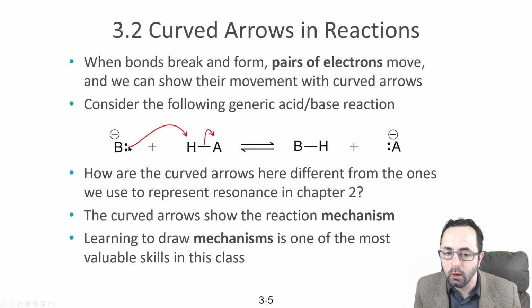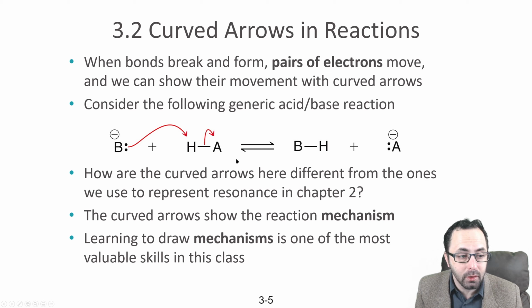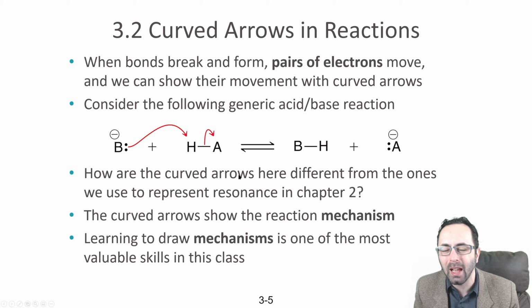We are now using them to create bonds. So this double-headed arrow from this base is being used to show the creation of a bond to this hydrogen atom. And the double arrow here, away from this single bond to the anion on this acid, is breaking a bond. So bonds are being made, bonds are being broken. That is different than resonance. That is a chemical reaction. And what we're showing here with these arrows is the beginnings of what we're going to call mechanisms.